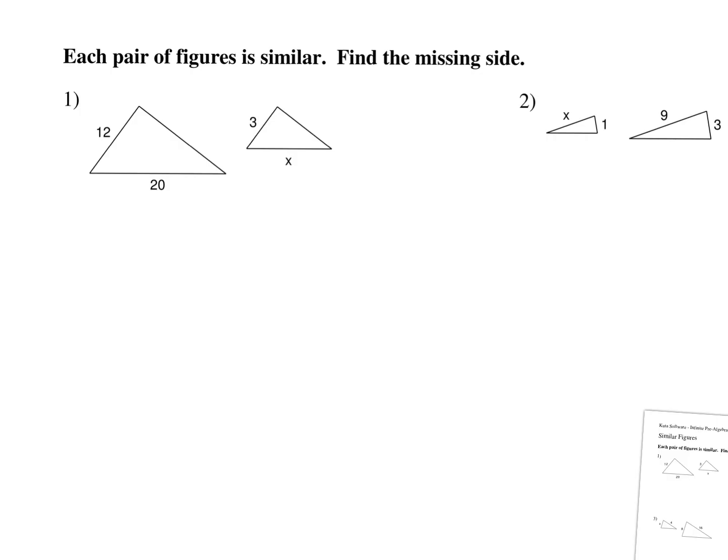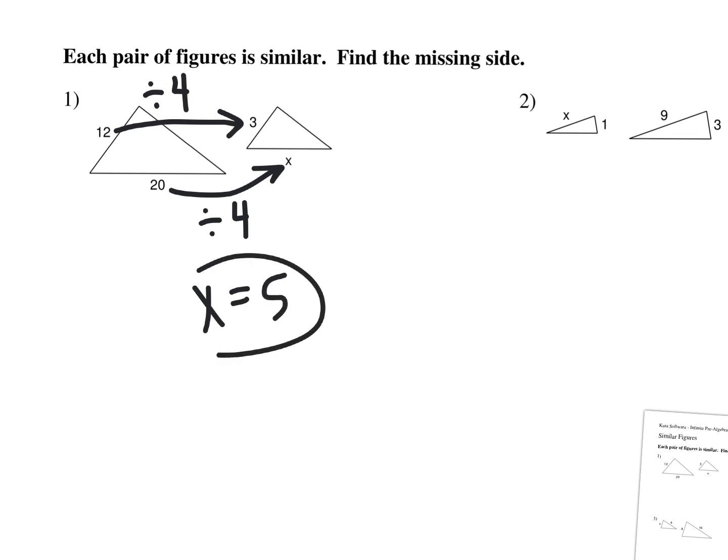So if we look at number 1, this is on your worksheet, trying to find a pattern from the sides that are in the same spots, and we're going towards the variable. So going from 12 to 3, it's getting smaller, so we must be dividing by something. And we know 12 divided by 4 equals 3. So 20 divided by 4 would be 5. So x equals 5.